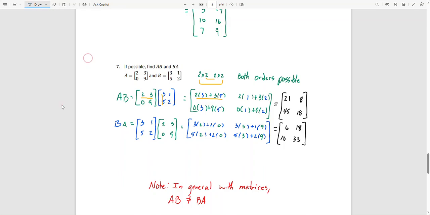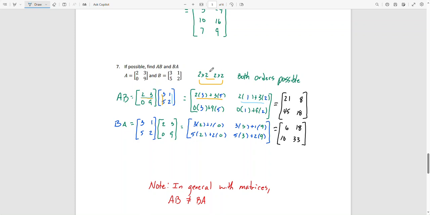Oh, we could do this. Row 1, column 2 is in row 1, column 2. So each time it tells you, where did you take it from? You took it from row 1. You took it from column 1. That tells you exactly where to put your answer. And you can see the green comes from the green matrix, the blue comes from the blue matrix. And we'll end up with 21, 8, second row, 45, 18.